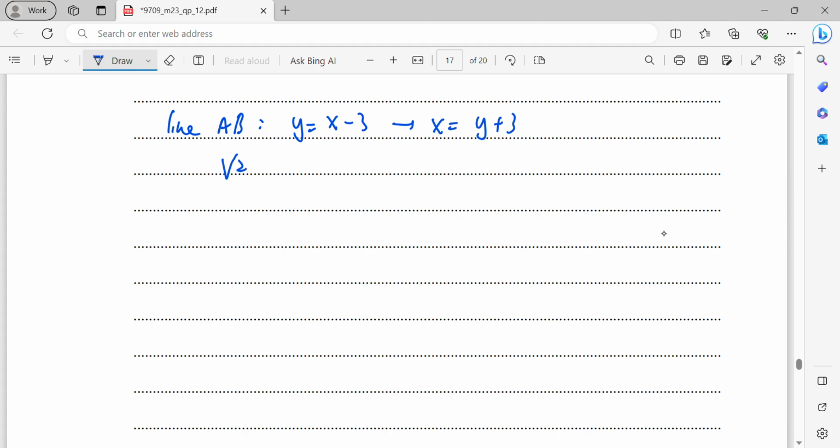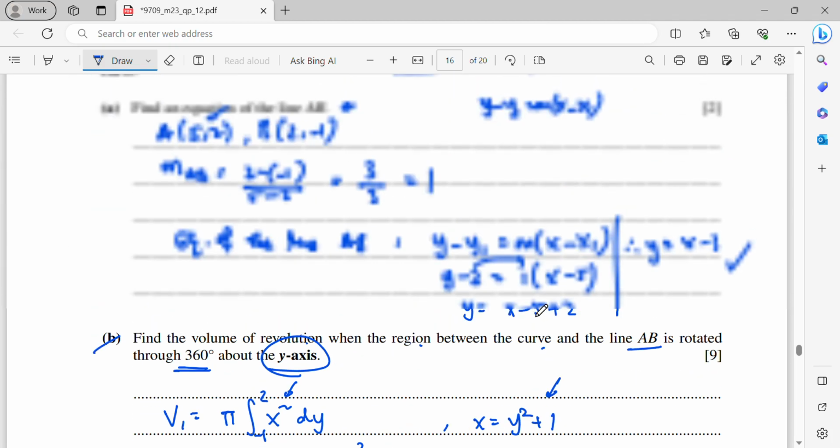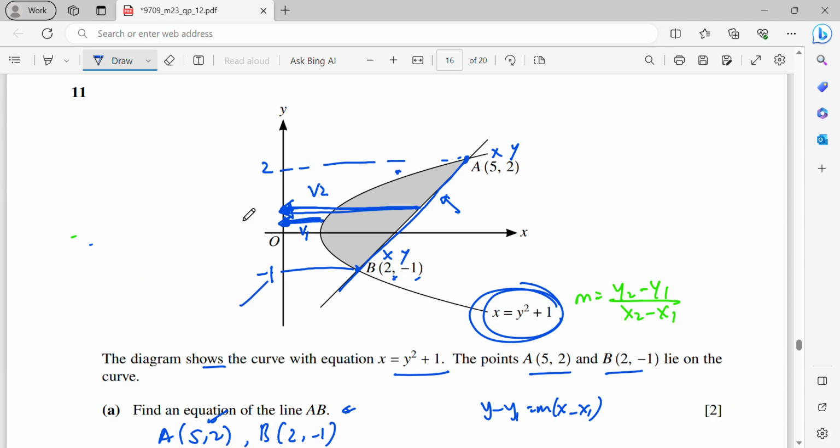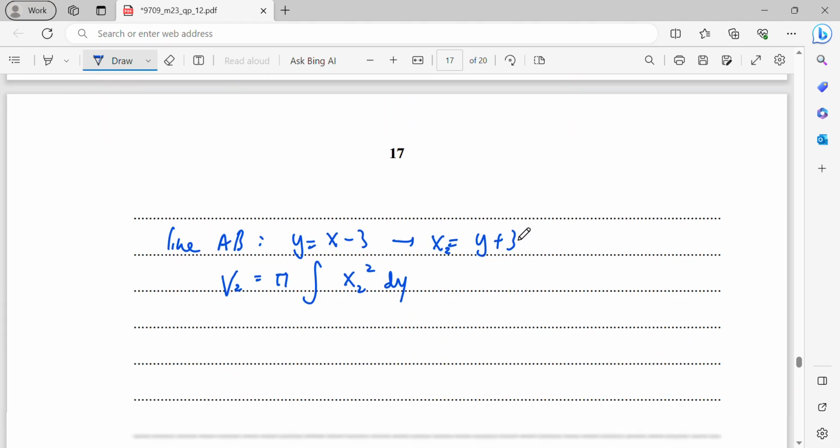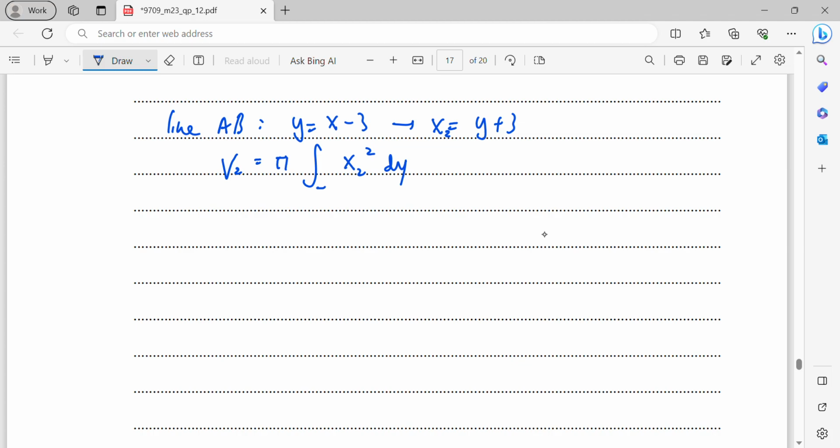So now my V2 is pi integrate x2 squared dy. And then again the limits will be the same. So the limits will be from minus 1 to 2 as well. Then now I will get pi integrate minus 1 to 2. Now I need to square this x, means that I square the y plus 3.